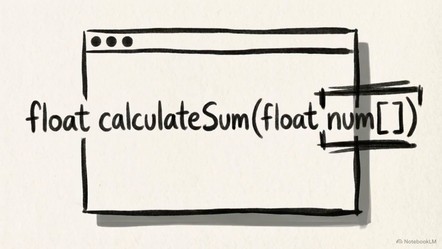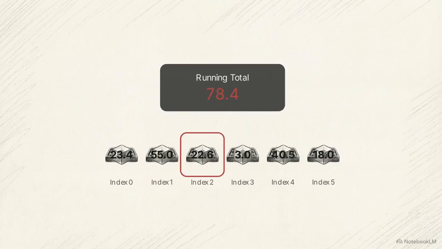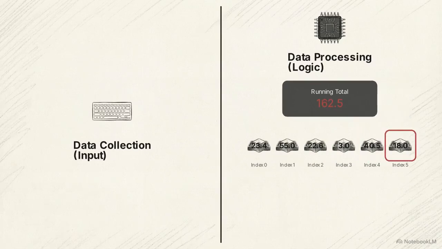Write float calculate sum, and inside the parentheses add float num followed by empty square brackets. This tells C the function will receive an array. Inside this function, use another for loop to step through the array. With each pass, add the value of the current index to a running total variable. By doing this, you've kept your code modular. The logic for calculating a sum is now separate from the code that collects the data.